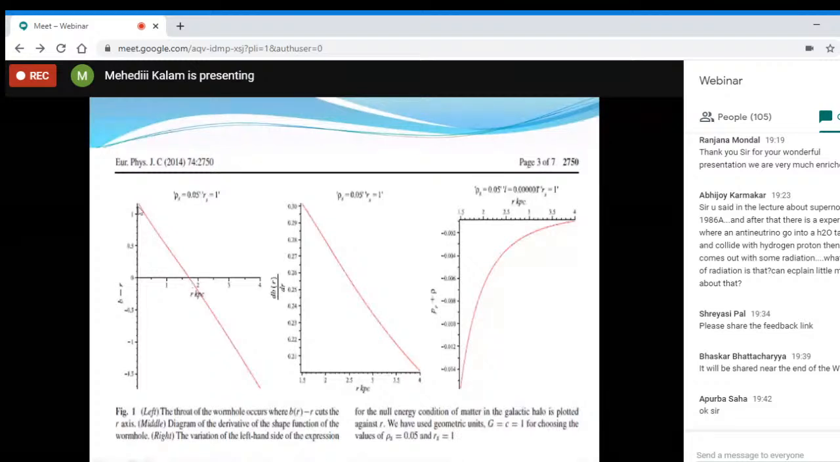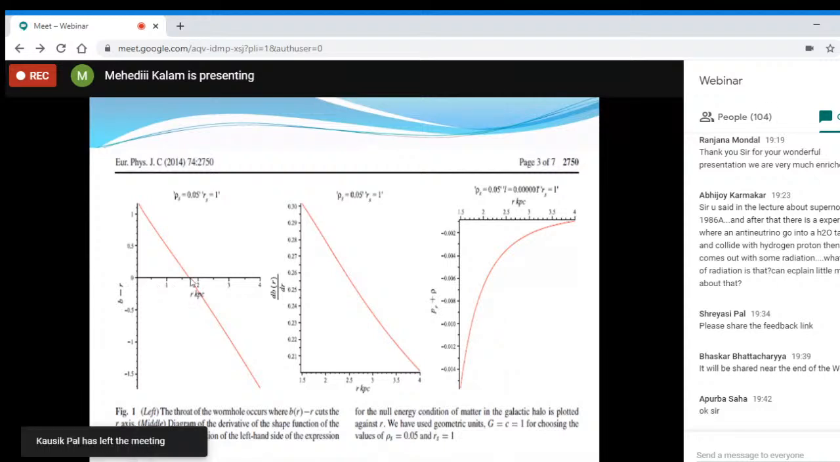b minus r versus r. So here it cuts. That means this is the throat radius. This is the throat radius here, and also dB/dr looks like this, and this is the very important one. Look at here, rho plus pr. This is negative, so it's violating the null energy condition. So it obeys all the conditions, so it's satisfied. It is published in European Physical Journal C.